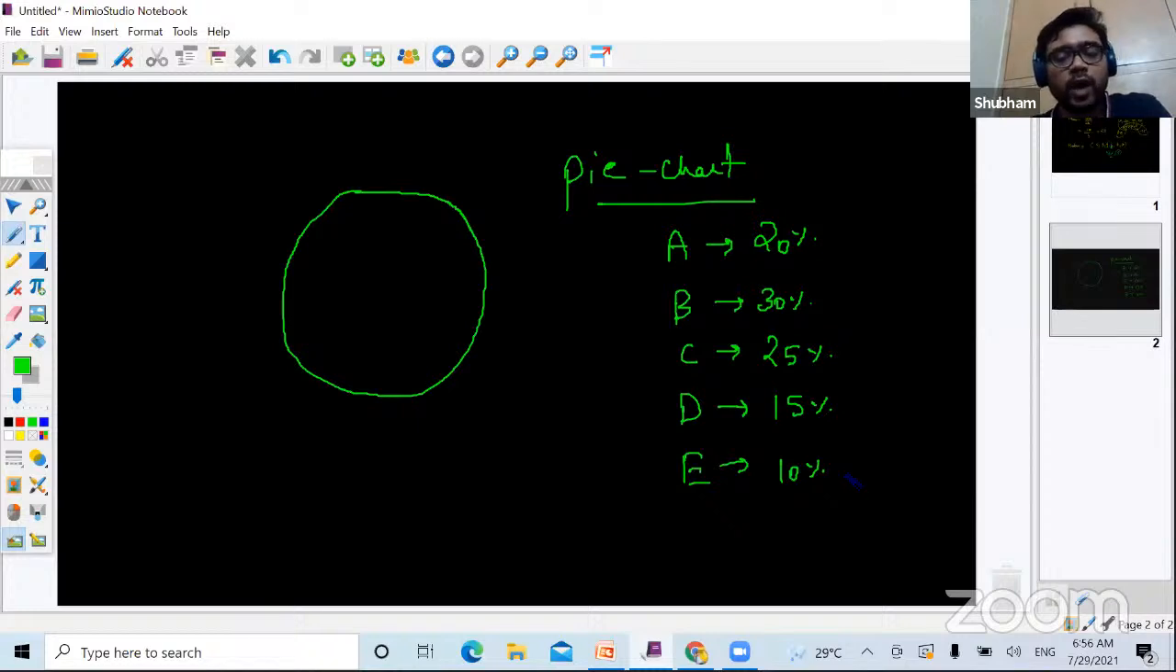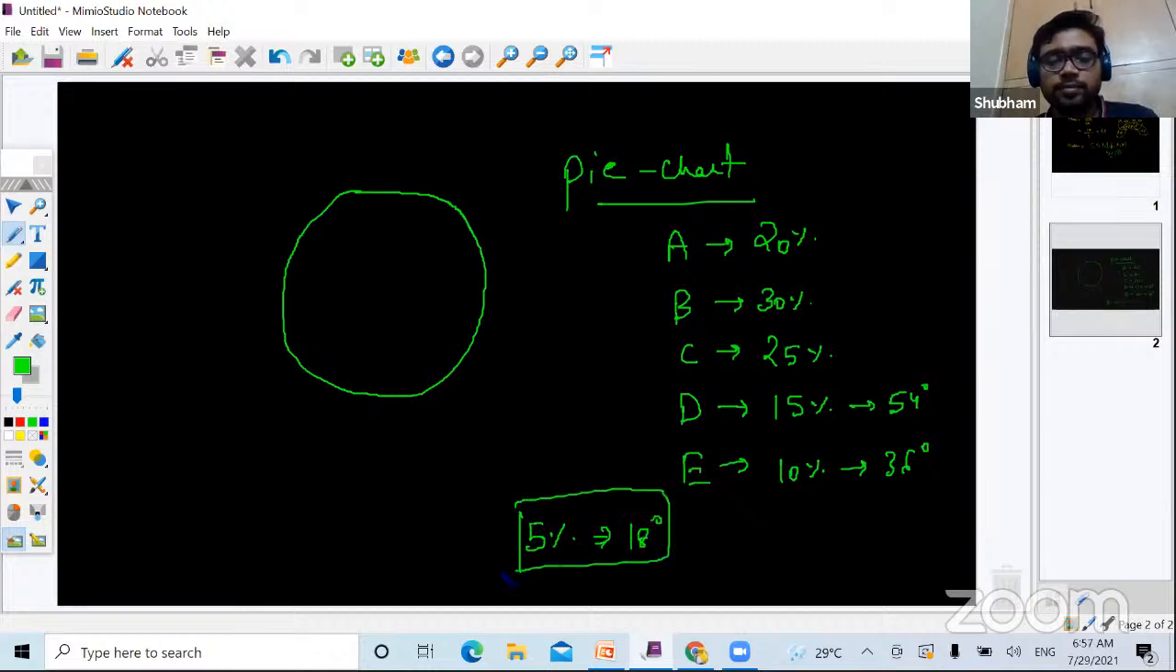First of all, we'll have to convert this into degrees so that we can draw a pie chart. So this is 36 degrees, 54 degrees. The relationship between percentage and degree is 5% is equivalent to 18 degrees. And 25% is 90 degrees. 30% is 108 degrees, and this is 72 degrees. So we'll first of all draw 90 degrees. This is C.